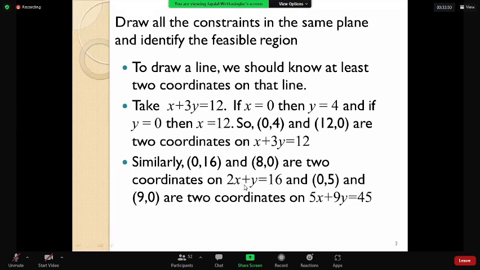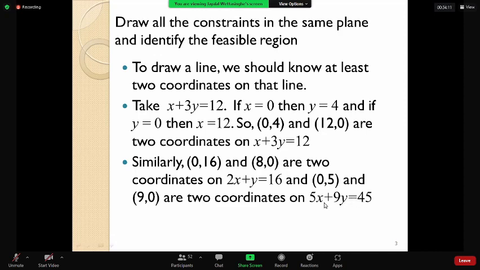You can substitute any value, but I am referring to the easiest method: substitute 0 for one variable, and next time substitute 0 for the other variable. Then you can easily find two points. And the third one, the third equation, is 5x plus 9y equals 45.